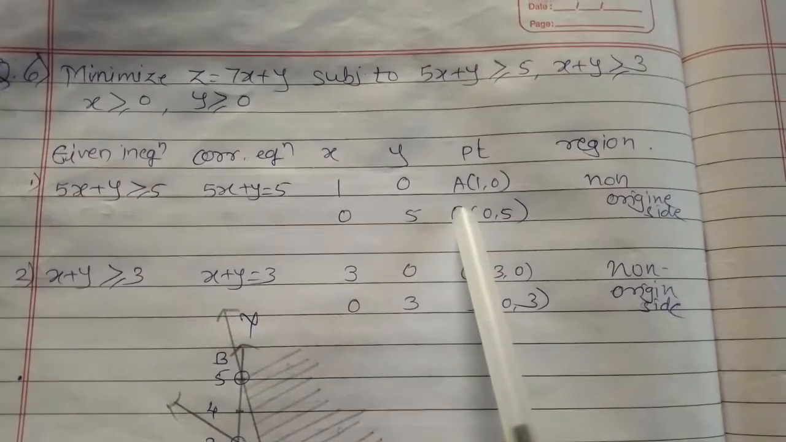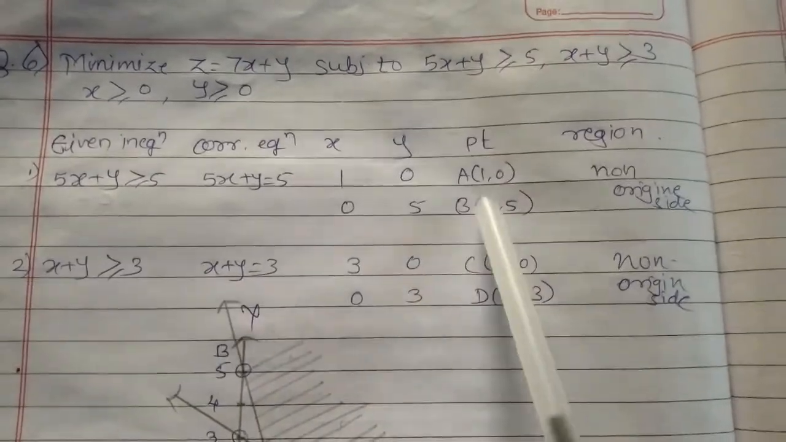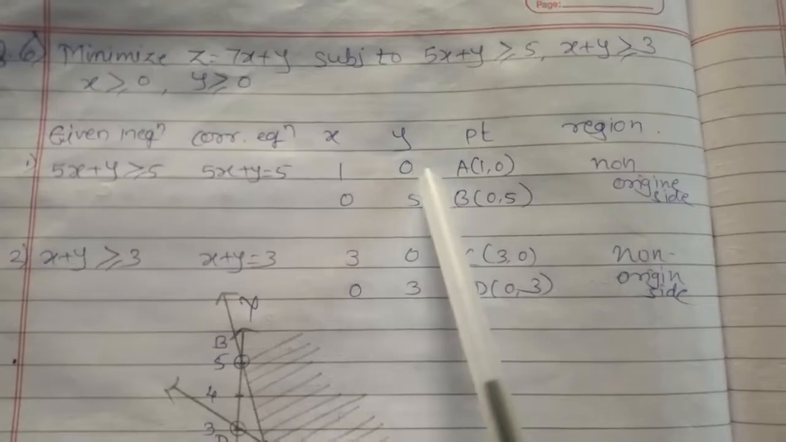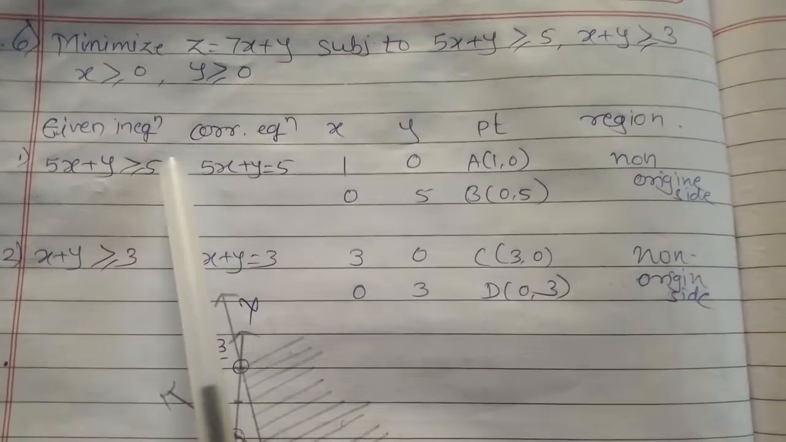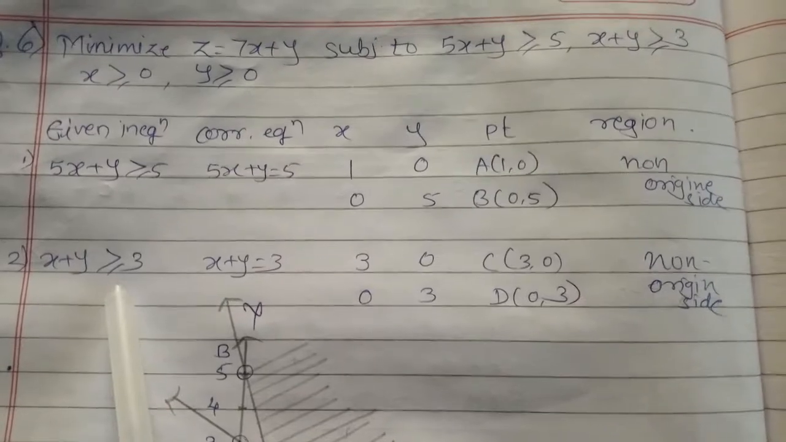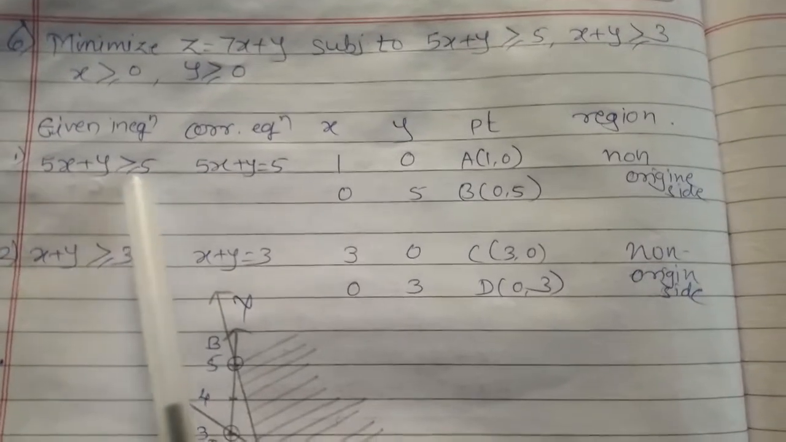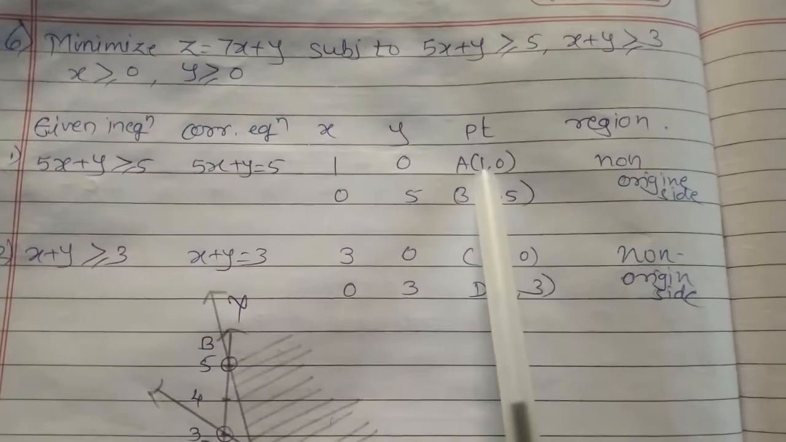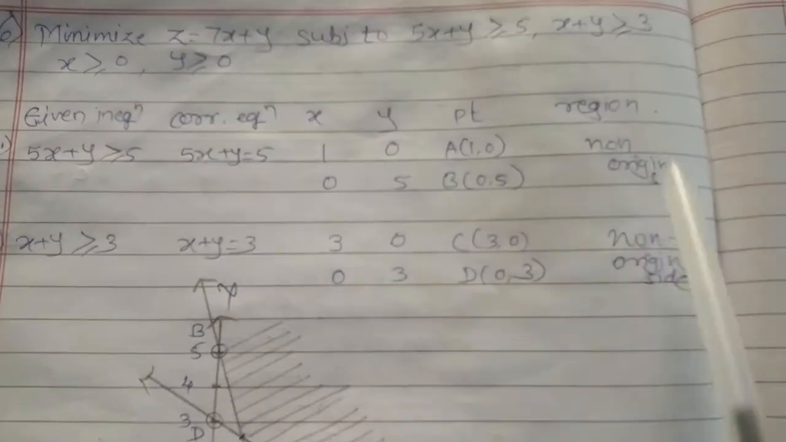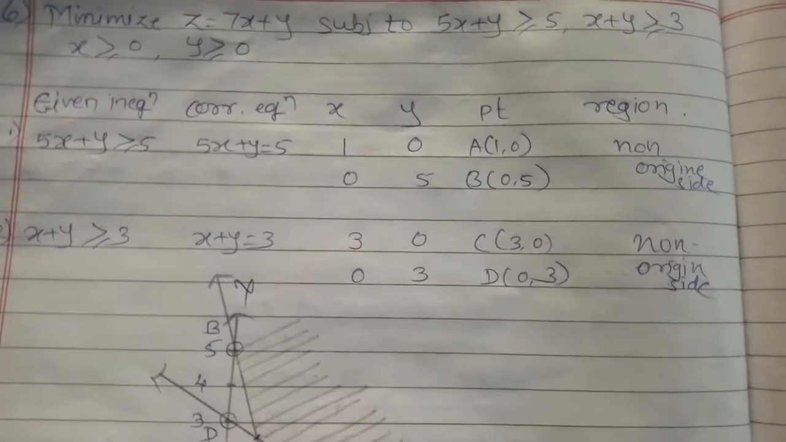So here we got the 4 points, that is A, B, C, D, by putting x equal to 0 and y equal to 0. And since there is a greater than or equal to sign, 0 is greater than or equal to 5, and here also we get 0 is greater than or equal to 3. So the arrows we have to draw on the non-origin side. For both the lines it is the non-origin side.